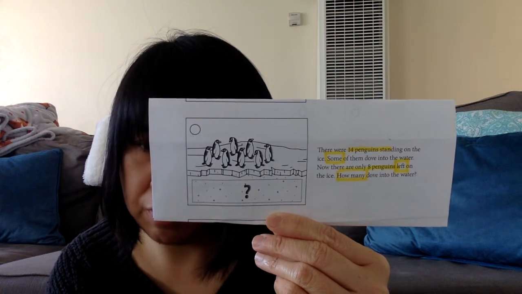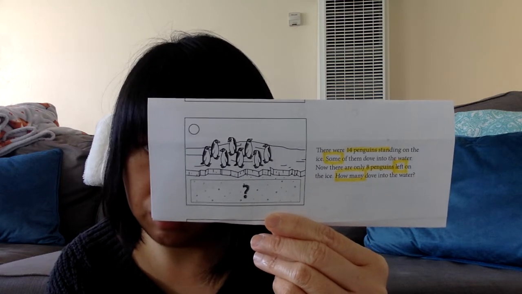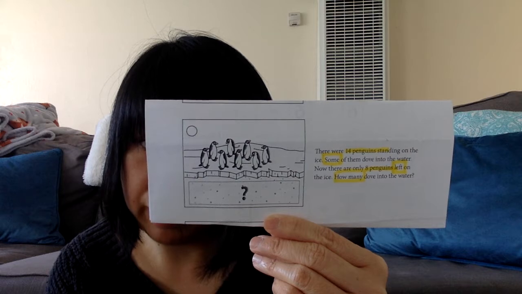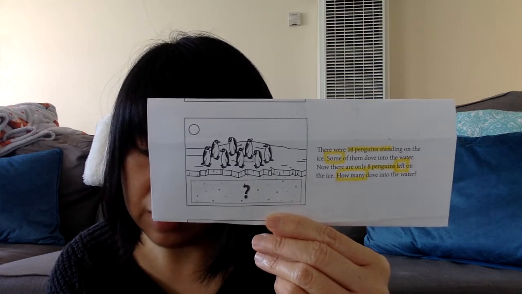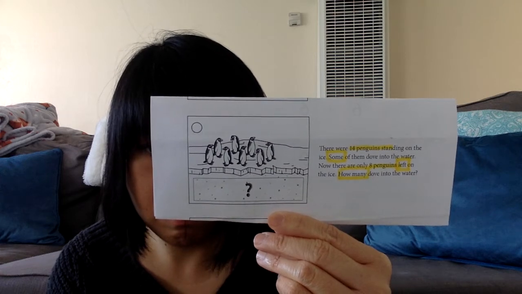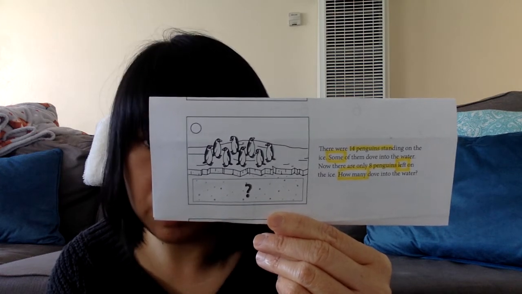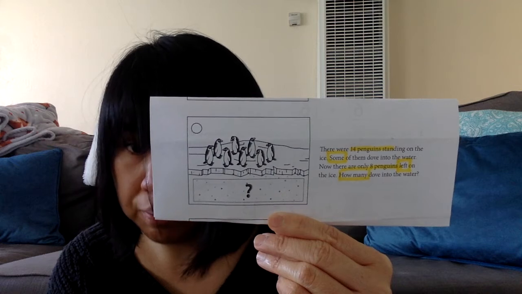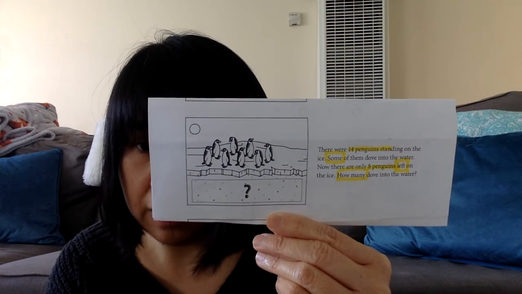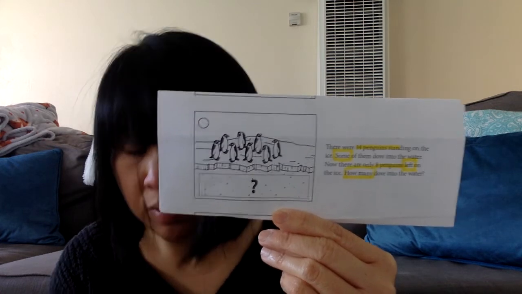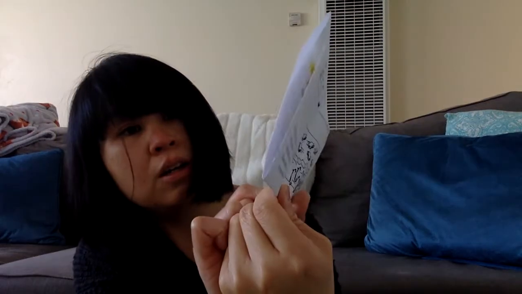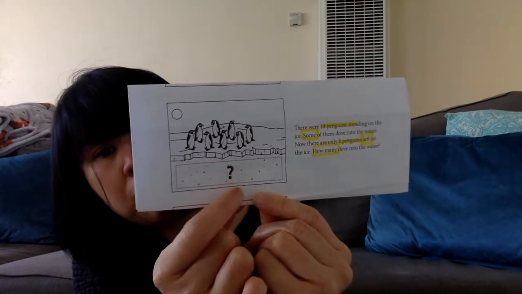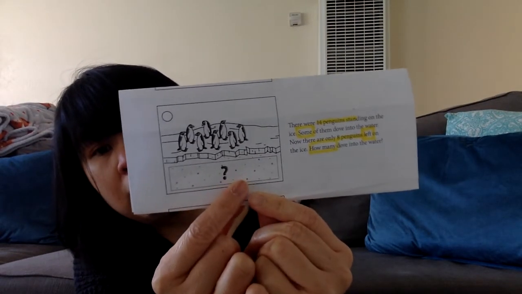What do we already know? We know that there were 14 penguins on the ice. What else do we know? What else happened in this story? We know that some of them jumped into the water. And we also know that now there's only 8 left. And I also see this picture here, and there's a question mark. So that's telling me that the author wants us to find how many penguins are in the water.